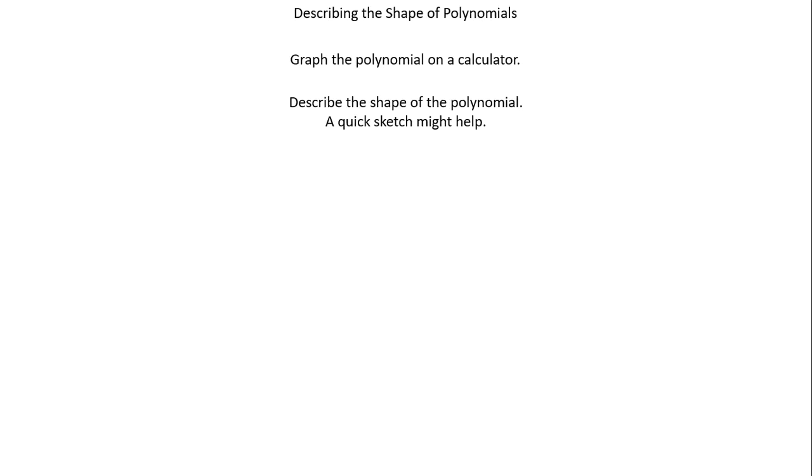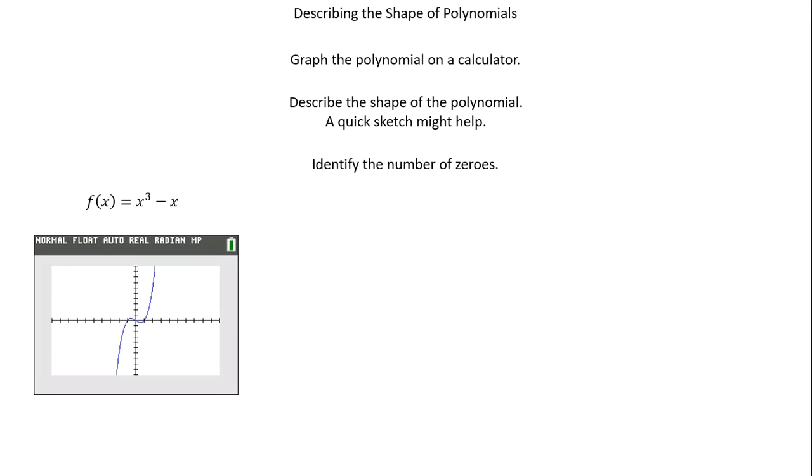Describe the shape of the polynomial. A sketch might help you describe the shape. And then identify the number of zeros, the number of roots. So if we start out with f of x equals x cubed minus x, we can graph it using a graphing calculator. You just plug it into our y equals, and we graph it, and our graph looks like this.